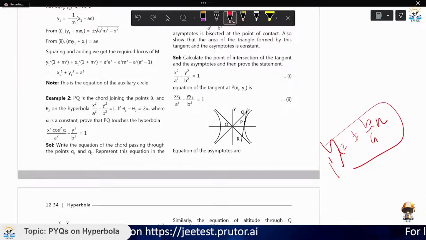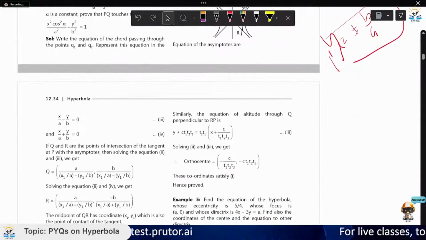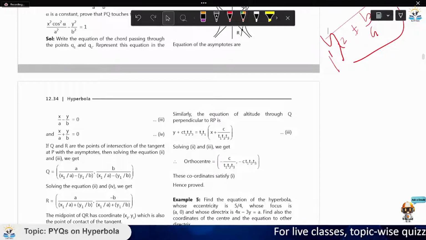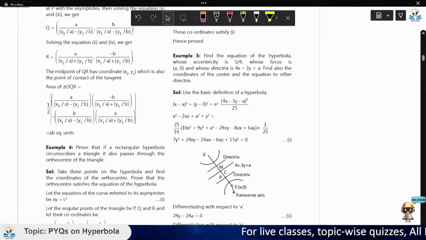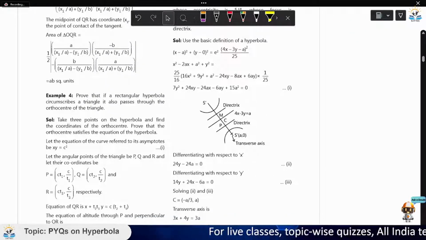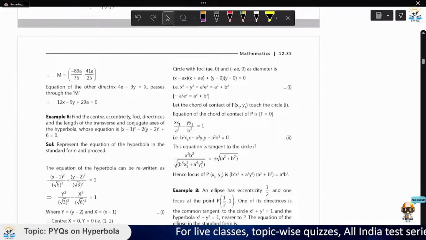And now, solving the equations, we know the tangent and also the equation of the asymptotes. So when we find the intersections of both of these, we get the points Q and R. And then we know what the point of intersection becomes.